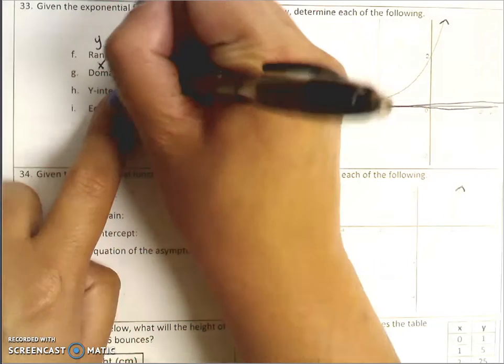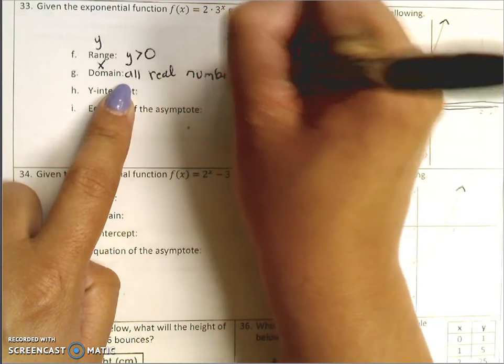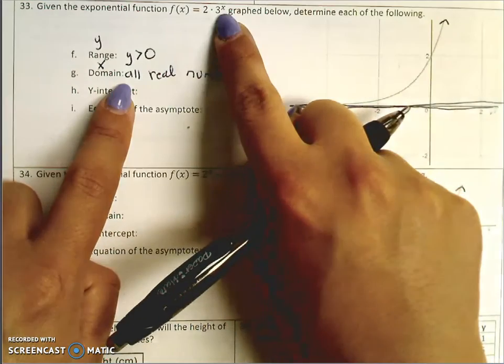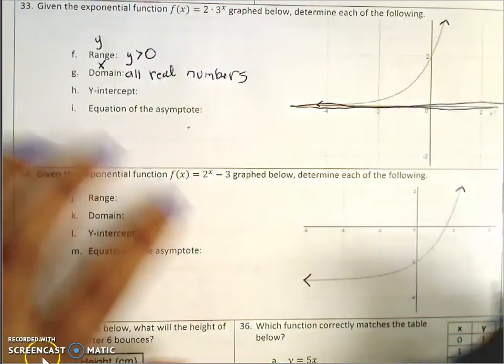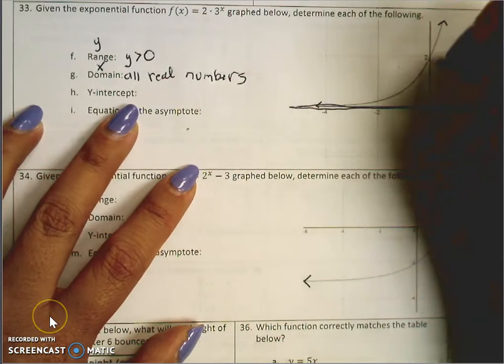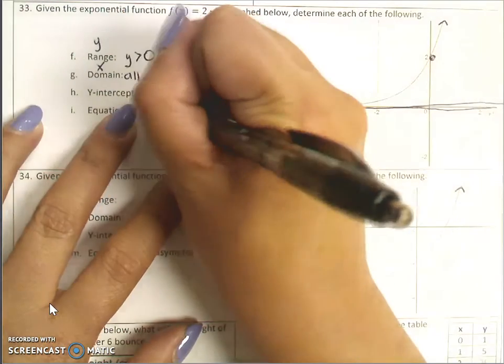My domain is all real numbers because I can put any x value that I want into this equation and I'll get a y value. Also because there's no left and right side of my box. Okay? Y-intercept should be pretty easy. It's just where does it touch the y-axis? Touches it right here at a positive 2.